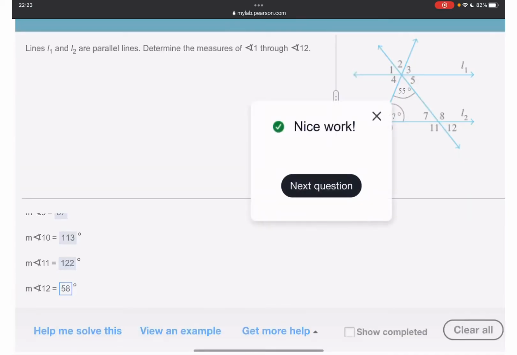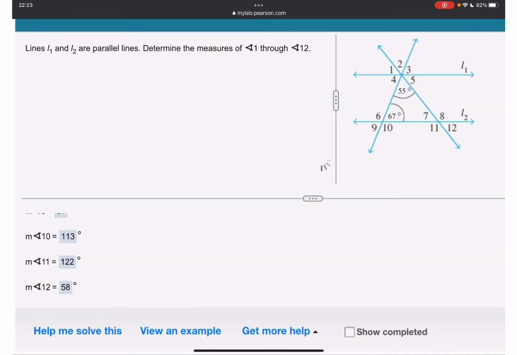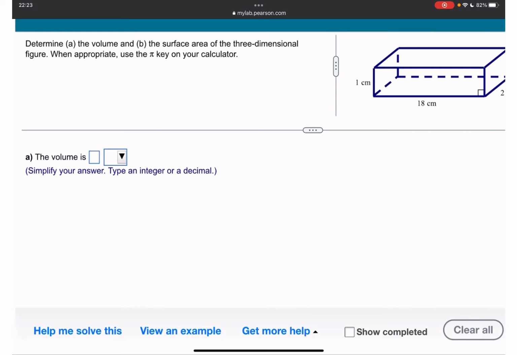58. Okay. Oh, we are done. Oh, it moved already to the next one. Gee, I didn't even notice how fast it moved.